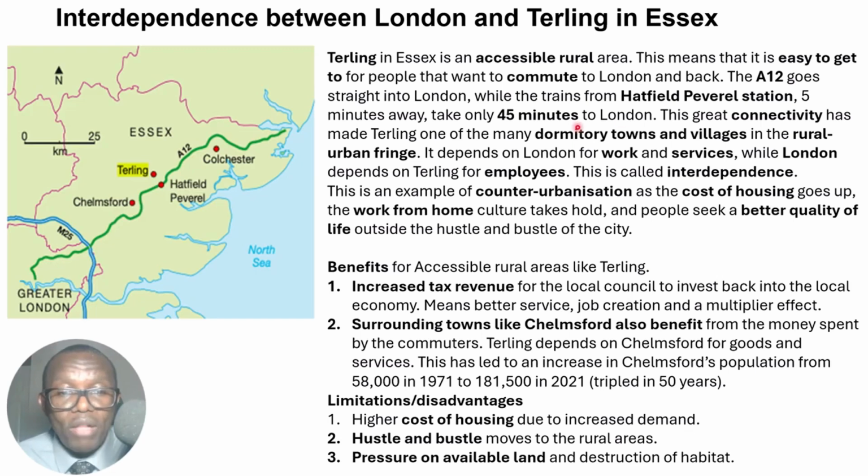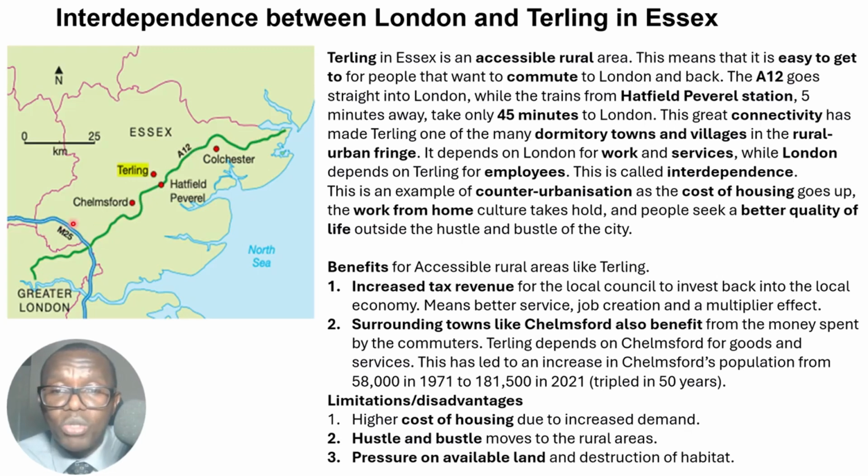You have the A12 here, actually, Terling is right here, in Essex, obviously, and that is the A12 all the way from Colchester here and into London. So that makes Terling quite accessible. And then obviously the A12 goes into the M25, the London orbital, which means you can access any part of London, whether it's north, east, south, or west, using the M25, having first traveled on the A12.